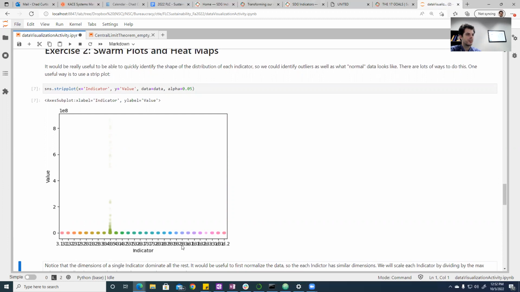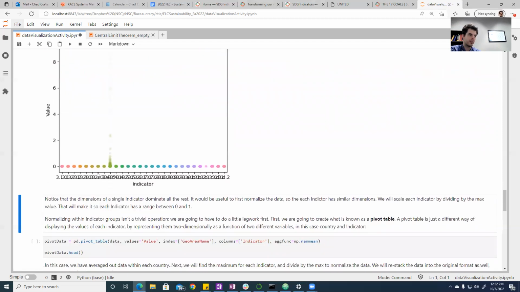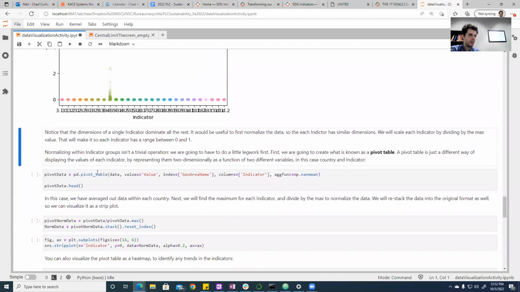Notice it's kind of crowded here, first of all. That's not very useful. So we're probably going to want to clean that up a little bit. The other thing is, look, one of these indicators dominates. And it just means that there's one indicator out there that has really high values. We want to find a way to normalize the data first, right? If we were able to normalize the data so they all have a similar range, right? They all scale between 0 and 100 or 0 and 1, it would be easier to look for trends in each given indicator. So that's what we're going to do.